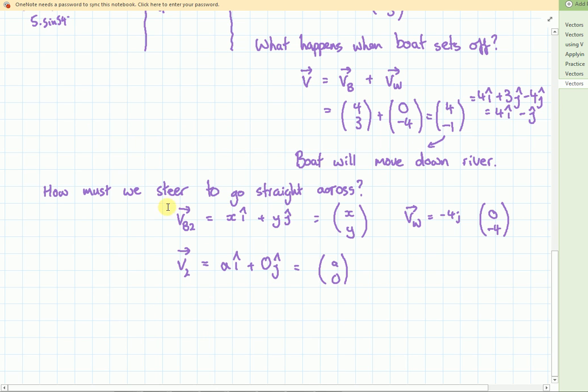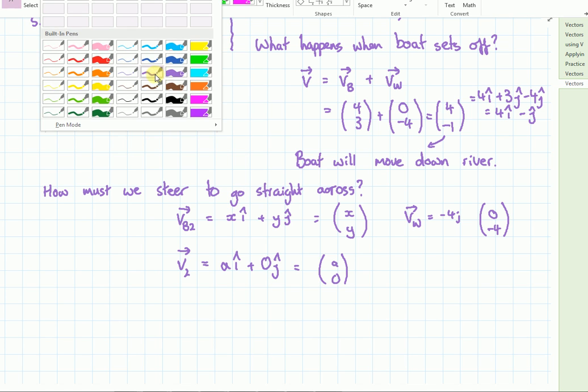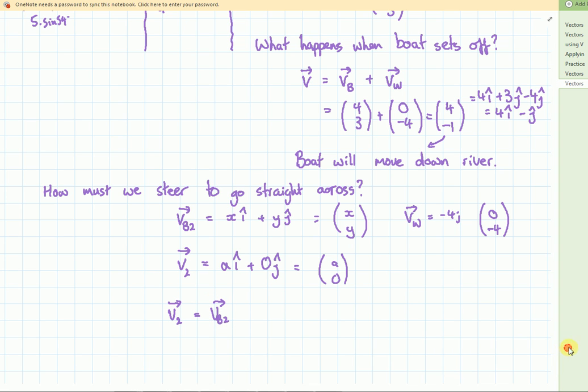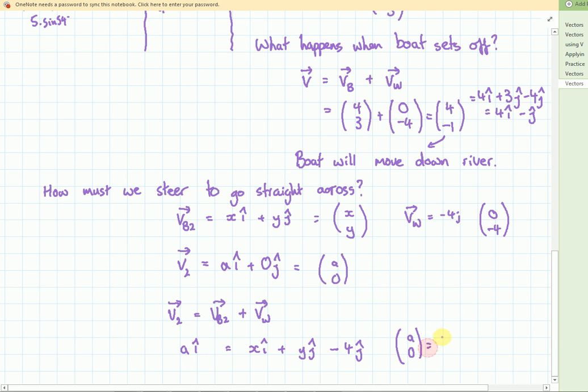If I write this vector sum out again, we're using the equation v2 equals v boat 2 plus the water still, and it's the same water. Do it algebraically and you get xi plus yj. So this actually becomes ai equals xi plus yj minus 4j. Hopefully when we write it out in the bracket form, we've got a, 0 equals x, y plus 0, minus 4.